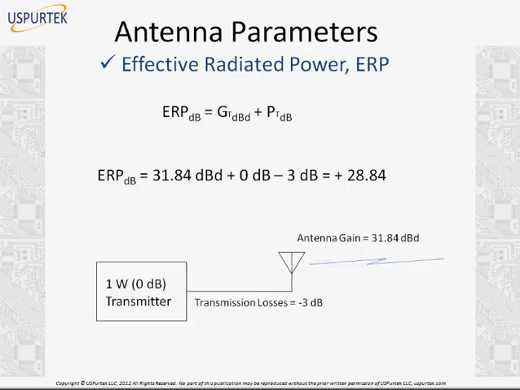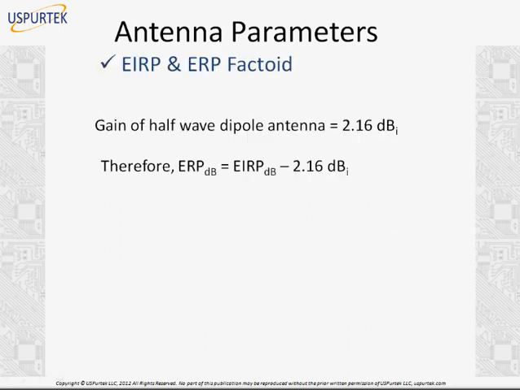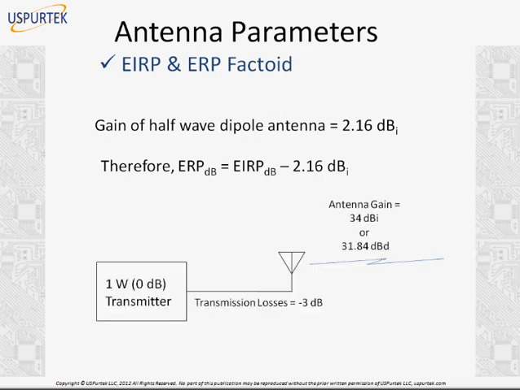So you see here our gain is 31.84 dBd, which is less than the isotropic gain because we are taking the reference with a dipole antenna. So it's very important to remember this difference between EIRP and ERP. There's a difference of 2.16 dBi. You can express it in either of these terms. Mostly people use EIRP, but people can use ERP also. Those who are more on the practical implementation of antennas will use the term ERP. So it's very important to realize this difference.